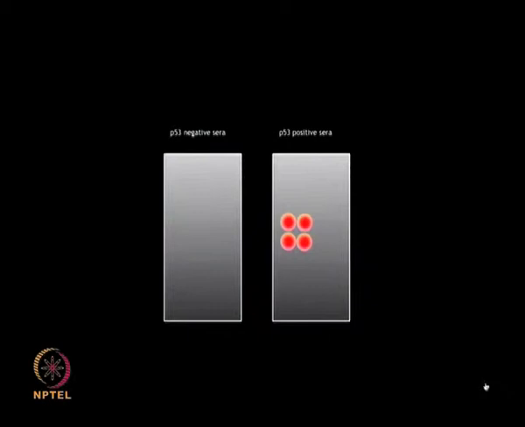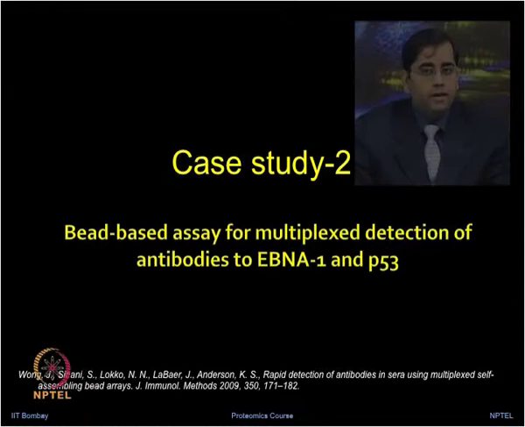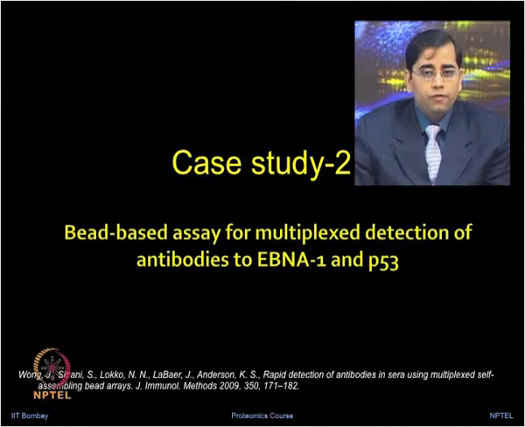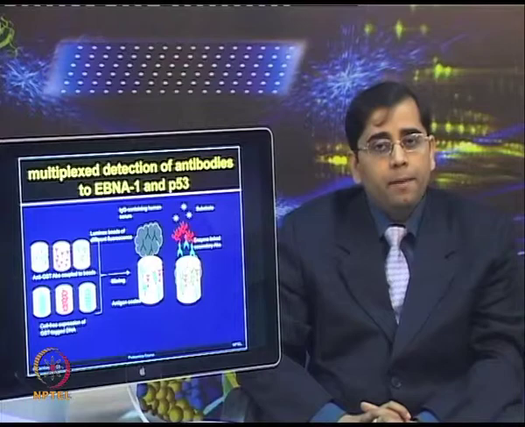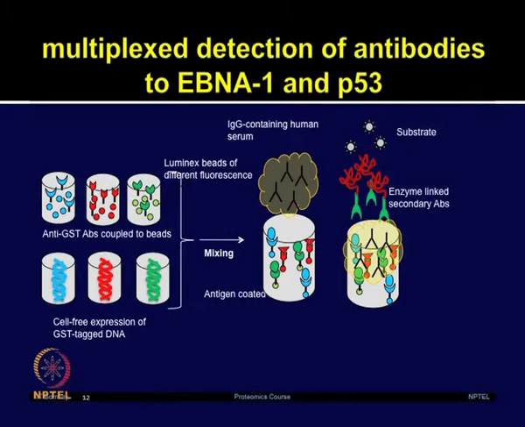Now, let us talk about case study 2 for the biomarker screening, a bead based assay for multiplexed detection of antibodies to EBNA1 and P53, a study performed by Wong et al. Wong et al. used a Luminex suspension bead array platform for the rapid detection of antibodies in sera. A programmable multiplexed immunoassay was used for the rapid monitoring of humoral immunity.